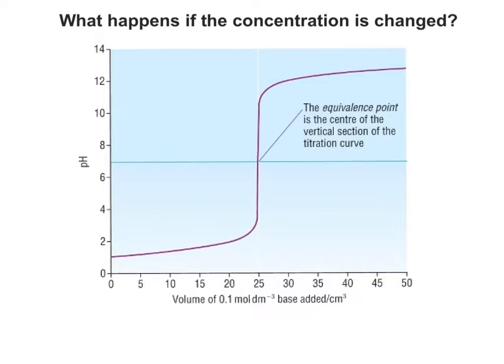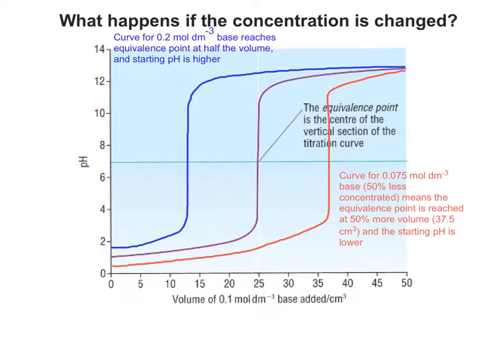So let's have a quick look at what happens if we change the concentration. The graph is labelled showing that 0.1 mol dm^-3 base was added. If we double the concentration, what will happen is that the equivalence point will be reached at half the volume, in this case 12.5 cm³. If we were to halve the concentration, the equivalence wouldn't have actually been reached until 50 cm³.